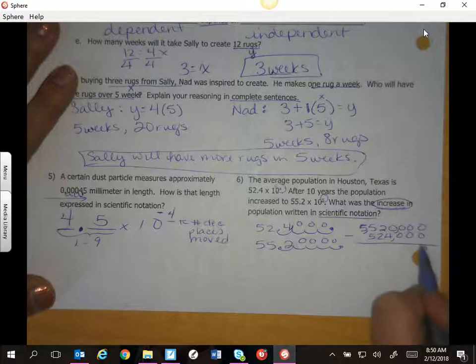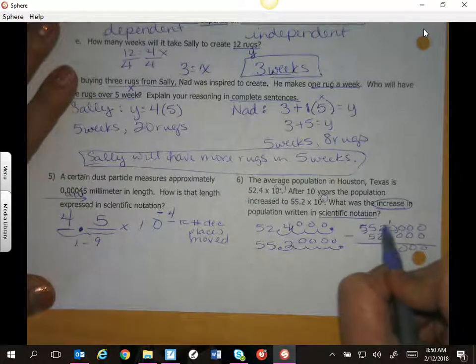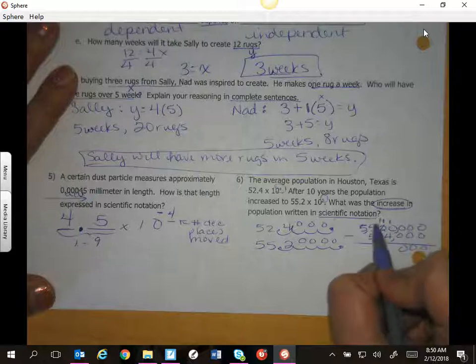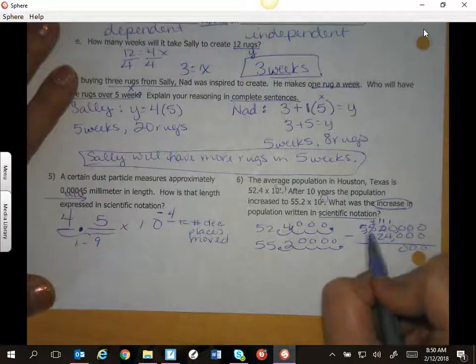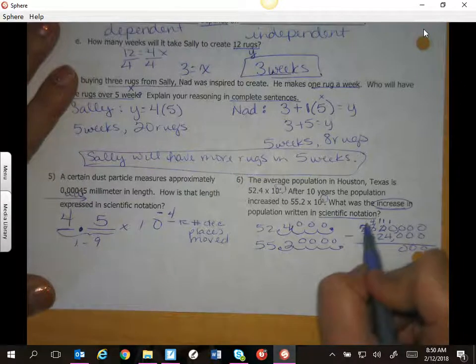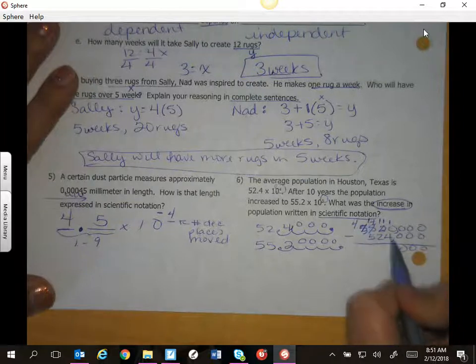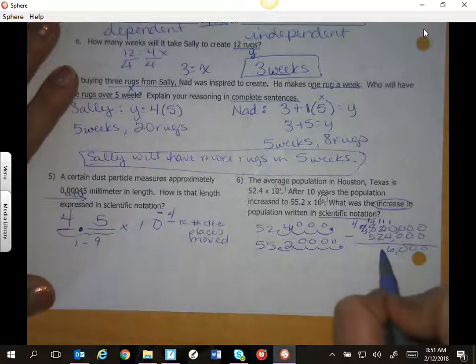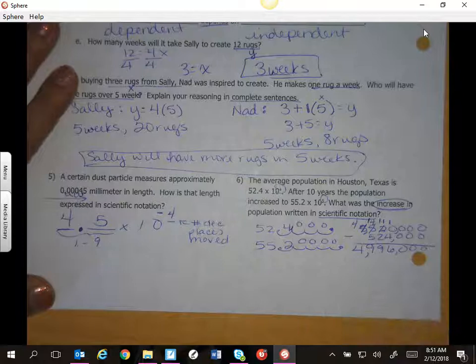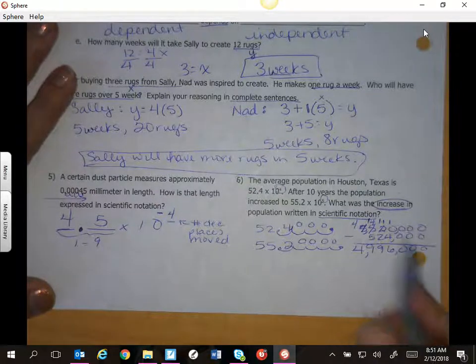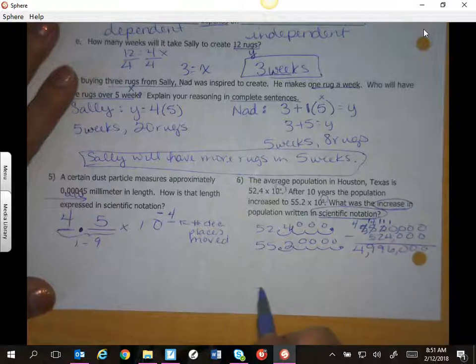Now be careful when you subtract. Some of you are really struggling with your borrowing. This becomes a 4, that becomes an 11. You can't do that. This is a 4, this becomes a 14. 10 minus 4 is 6. 11 minus 2 is 9. 14 minus 5 is 9. And then we have a 4. So 4,996,000. That's great, but we need to put this in scientific notation.